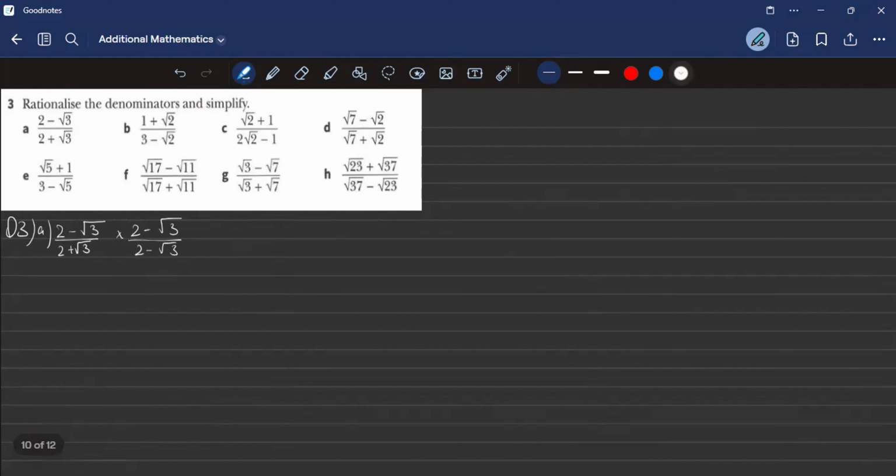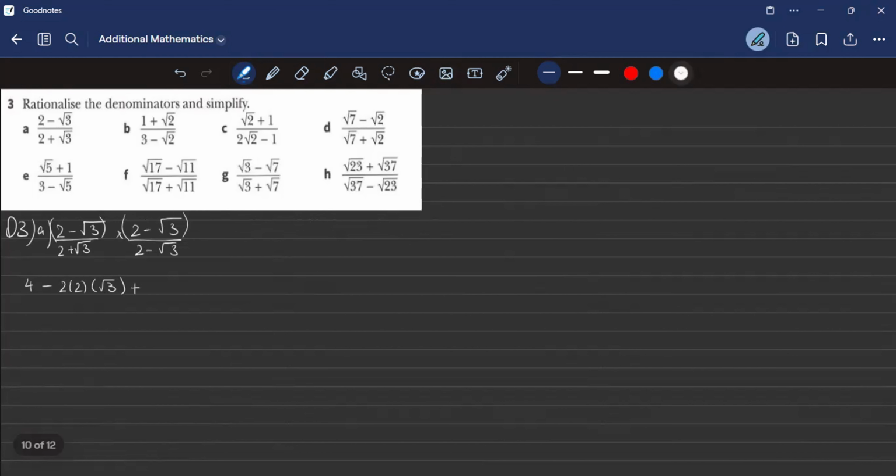Now, there are two quadratic identities we can use here. First is (a minus b) whole squared, because (2 minus under root 3) multiplied by (2 minus under root 3) would be again the same thing, and this would also equal (2 minus under root 3) whole squared. So we could use the quadratic identity (a minus b) whole squared is equal to a squared minus 2ab plus b squared. So that's what we are going to do. So what is a squared? It's 2 squared, which is equal to 4. Minus 2 multiplied by a, which is 2, multiplied by b, which is under root 3, plus b squared.